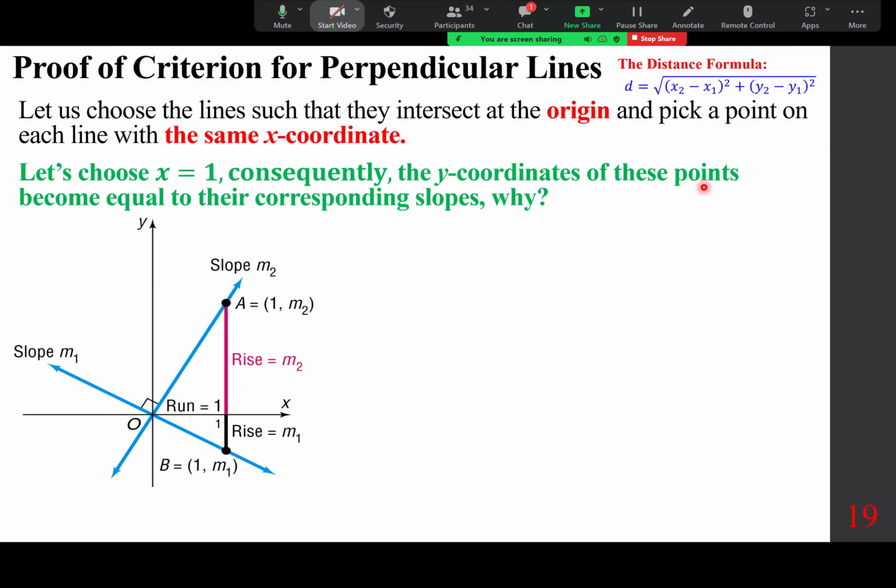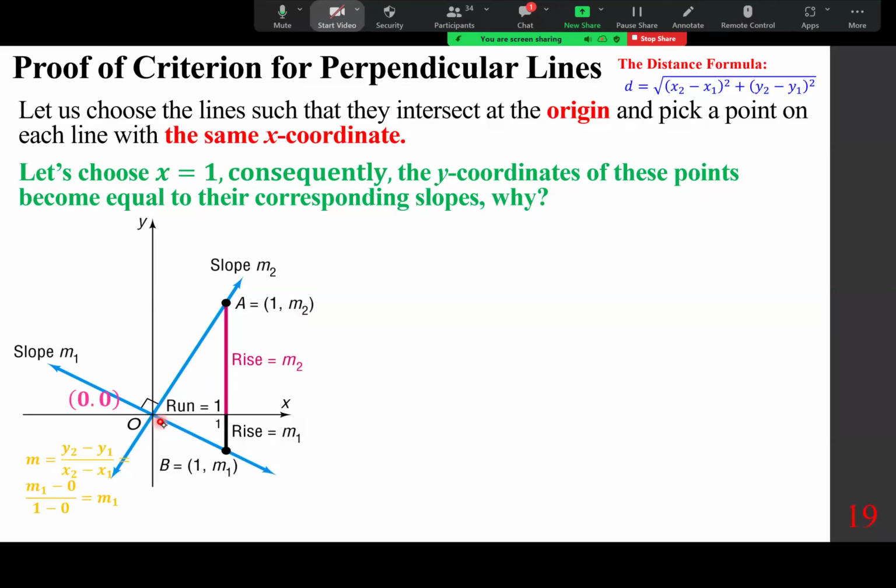Consequently, the y coordinates of these points become equal to their corresponding slopes. The reason we choose 1, because if the x coordinate is 1, for this line, which has a slope of m1, the y coordinate becomes m1. This point, x coordinate is 1. The slope of this line is m2. The y coordinate becomes m2. Why is that? Let me quickly show you. The reason is we know this point has coordinates 0, 0.